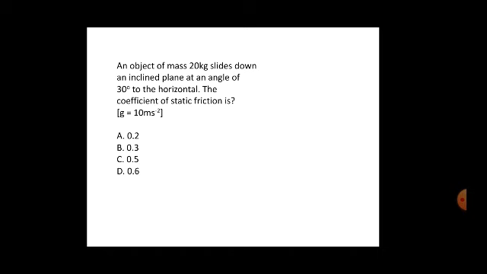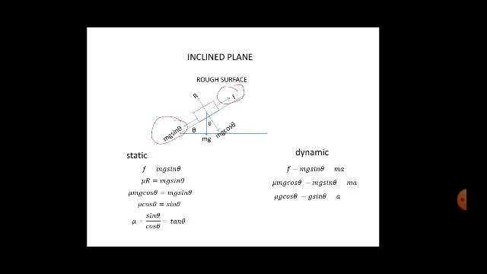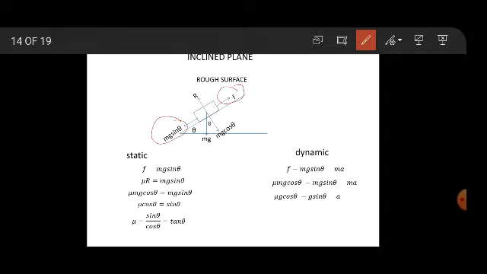And okay, let me say something here. So based on the correction I just made, we can say that a is equal to g sine theta minus mu g cos theta. Okay, please, that's a correction.